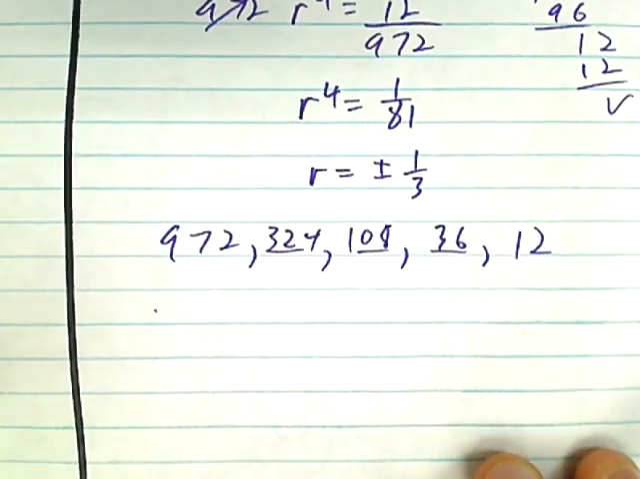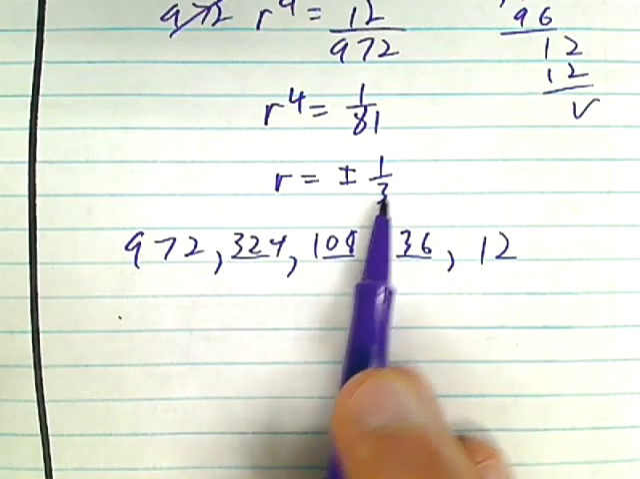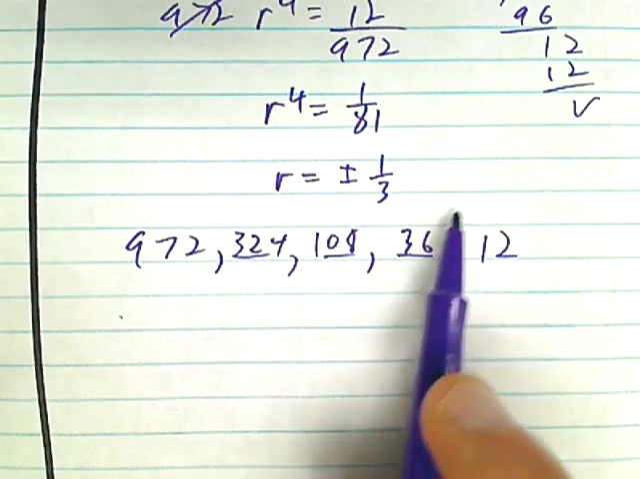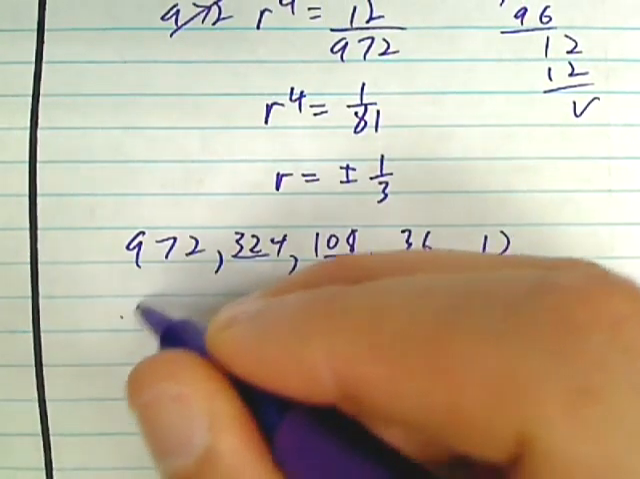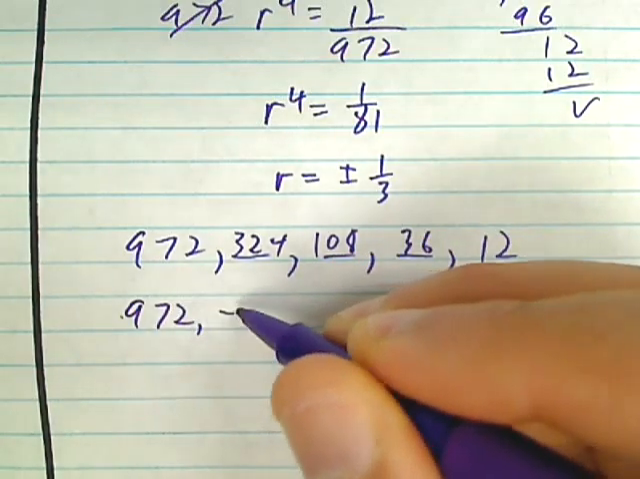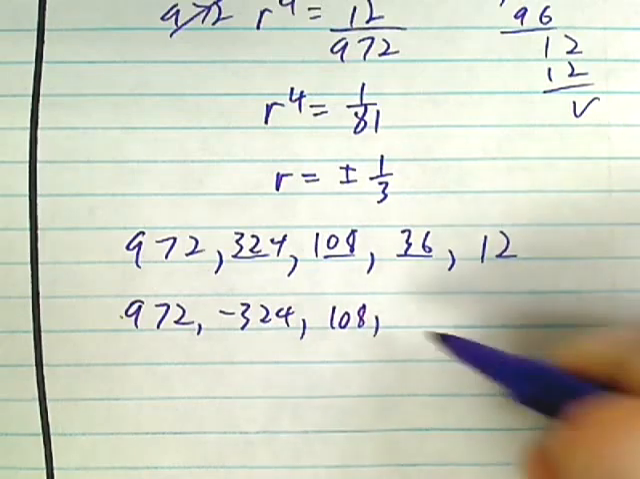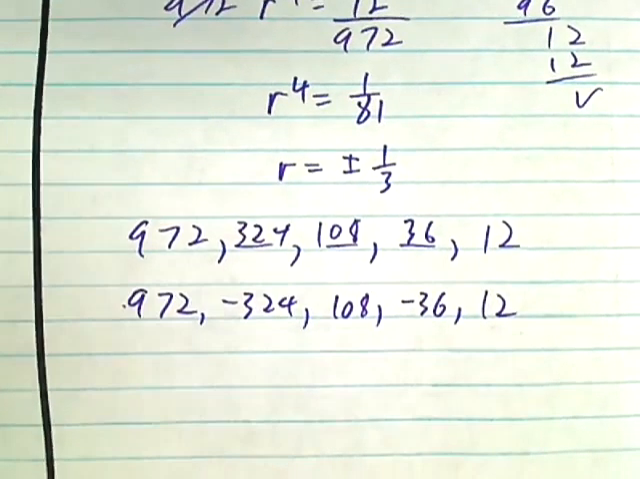Yeah. Good. Okay. So, dividing by 3, 972 divided by 3, or times 1/3 is that, times 1/3 is that, times 1/3 is that, times 1/3 is that. You also have the negative 1/3, so 972 times negative 1/3, times negative 1/3, times negative 1/3, times negative 1/3. Beautiful.